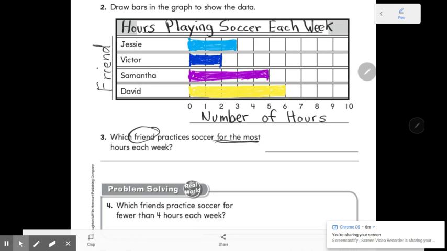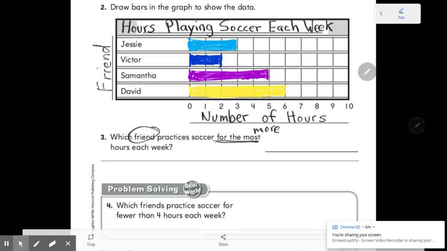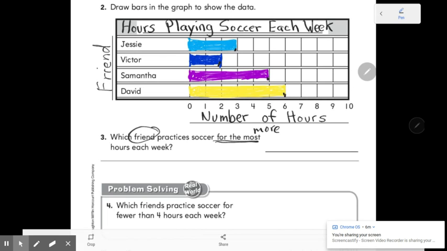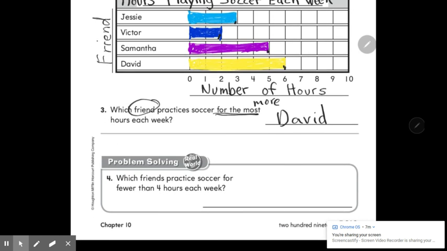Now remember, when you say the most, it means more. Which one has more? And if you see the bar graphs, which one is longer? The one that has the longest is the one that has the most. So we see David has 6, so we're going to write his name here, David. David practiced the most.